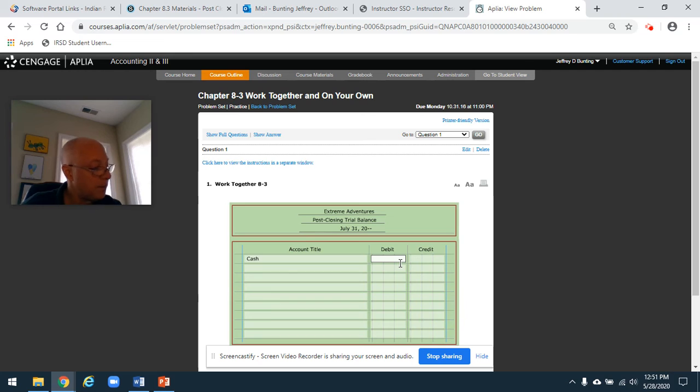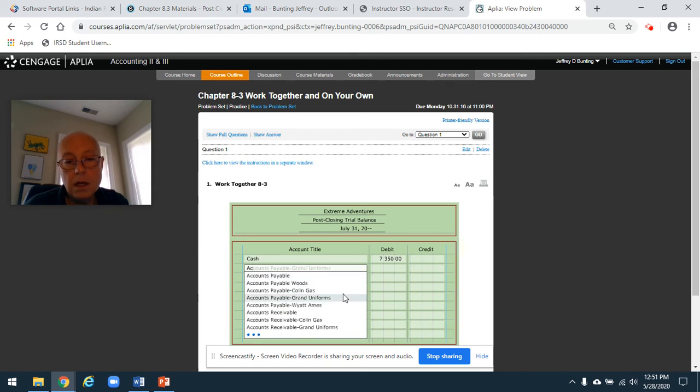And if we recall, the chart of accounts here, the information we've got is from our ledgers. So what we're going to do here is just enter the cash account balance. So I'm going to go back into my ledger for my work together, and I'm going to look at the ending cash balance, and I'm going to plug it in here. So 73.50.